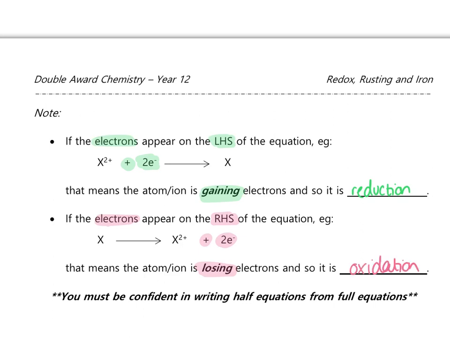So if you struggle to understand that by just looking at an equation, it might be worth learning. Electrons on the left means gaining electrons, and so is reduction. Electrons on the right means that the atom or ion is losing electrons, and that's oxidation.